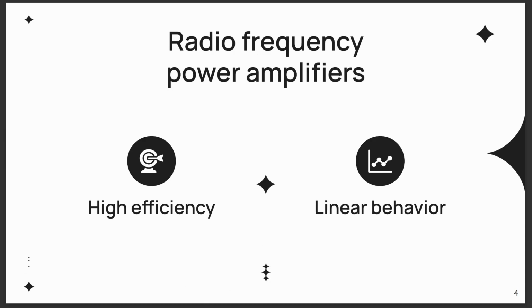Introduction. Radio frequency power amplifiers have become a key component in wireless communication. In this situation, we are looking for amplifiers that feature high efficiency and yet linear behavior. But as both are difficult to achieve, we need to find a balance between them. For this, it's important to use a model that is light and accurate.